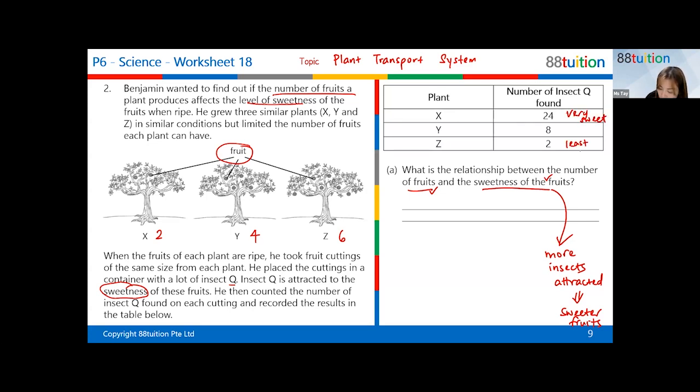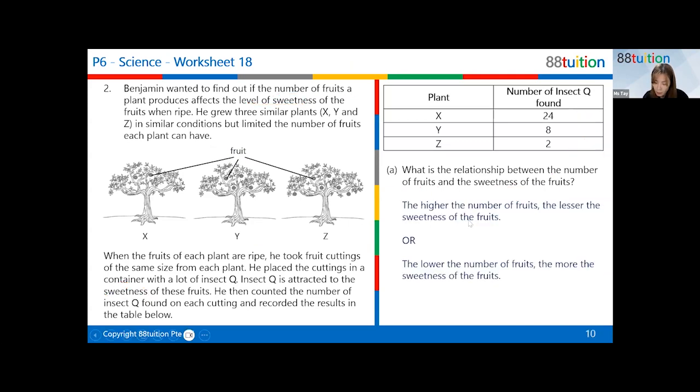This will be the least sweet. Can you see? And then there were more fruits actually on plant Z. So your conclusion will be this. Okay, the greater the number of fruits, the less sweet the fruits will be. Okay, or you can say the higher the number of fruits, the lesser the sweetness of the fruits. Okay, so vice versa will work as well.